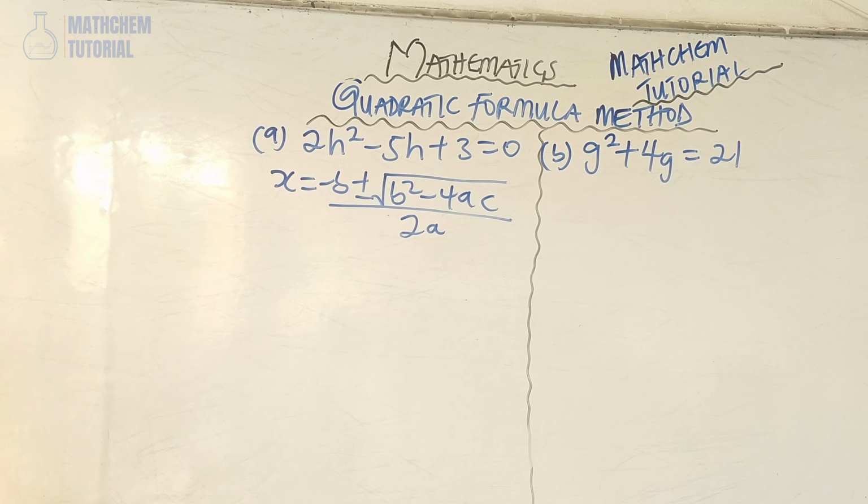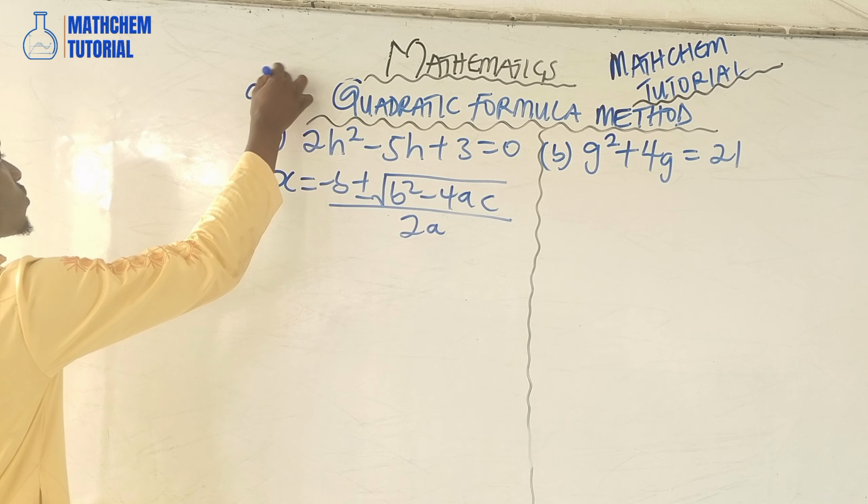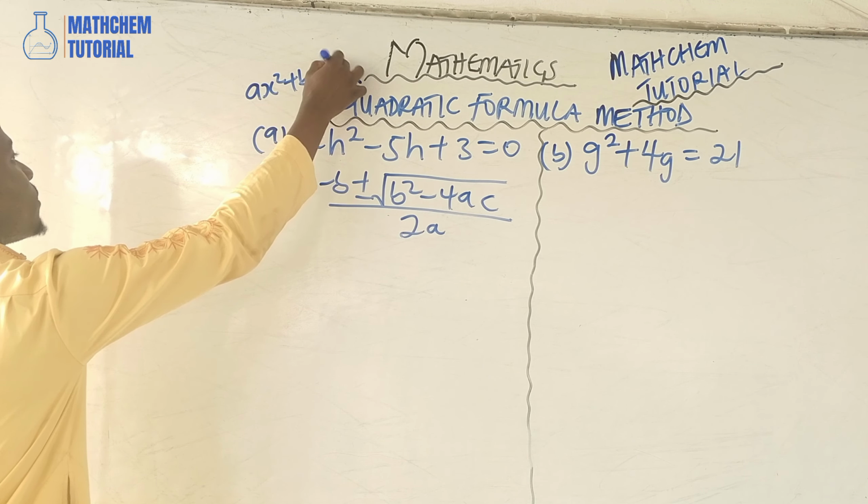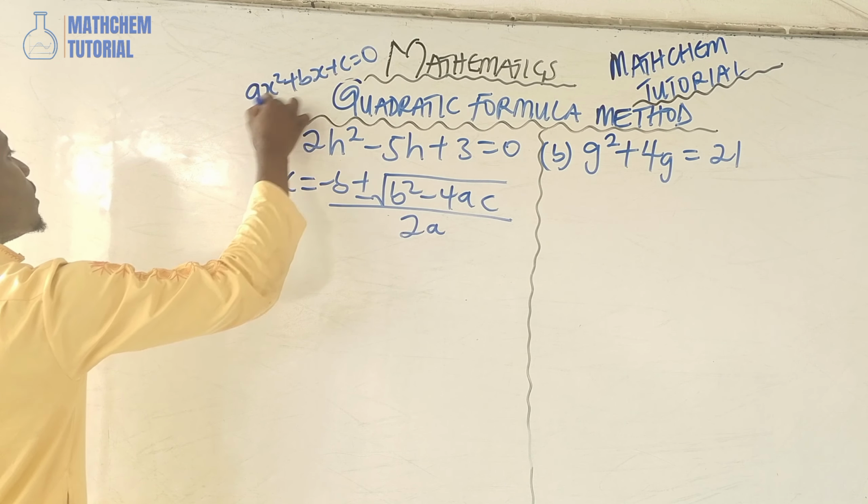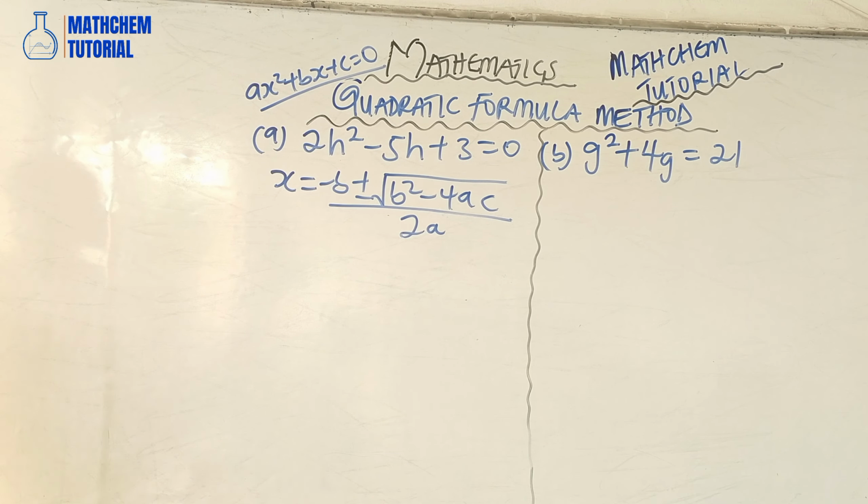Now look at this formula. You'll be wondering, where did I bring this formula from? Where is it coming from? Why does this formula just jump here and enter the board here? It's not like that. This formula is derived from this expression ax squared plus bx plus c equals 0. Now this expression is where the quadratic formula is being derived from.